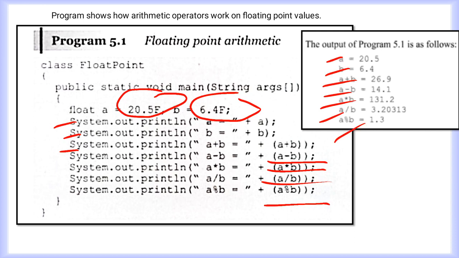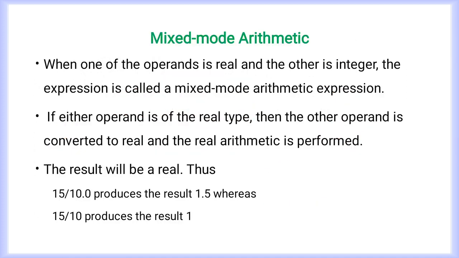So arithmetic operands here involve real values or floating point values, so we call it floating point arithmetic. Next comes mixed mode arithmetic. When one of the operands is real and the other is integer, that expression is called a mixed mode arithmetic expression.